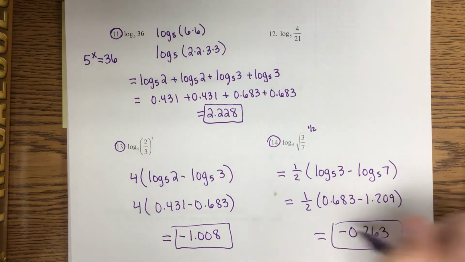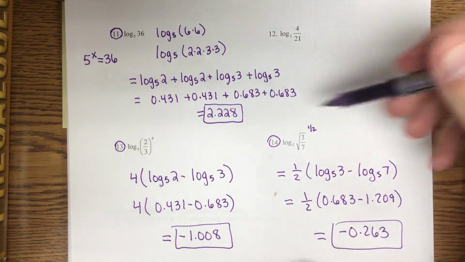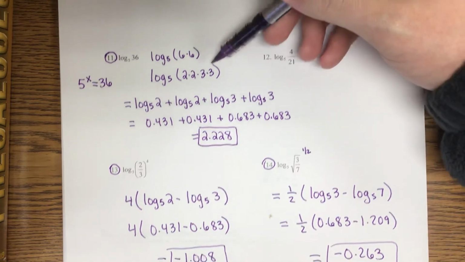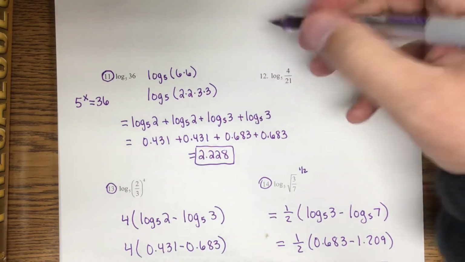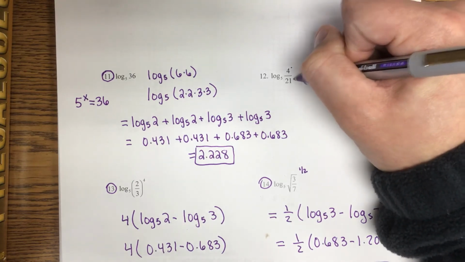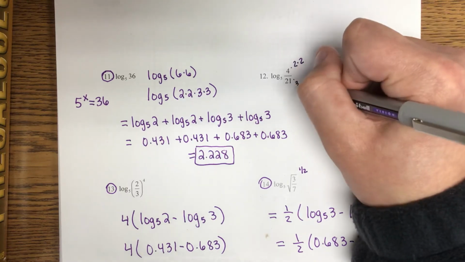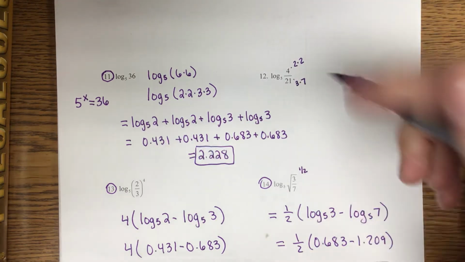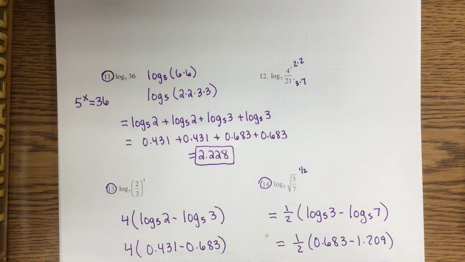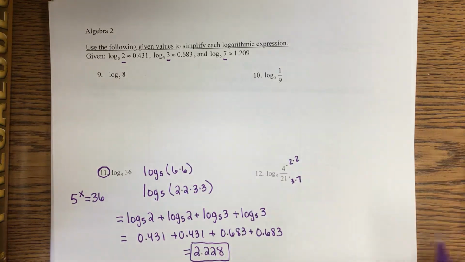So it's all about rewriting, and these last few I didn't really have to rewrite because I just had to move the powers out front. But you'll notice like in number 11, I had to rewrite 36, and in number 12, both the 4 and the 21, you might use 2 times 2 and 3 times 7 for those. So it's all about using 2, 3, and 7 to rewrite these problems to make them able to use the values at the top. There's your video.